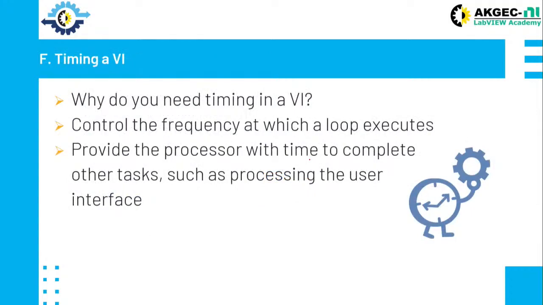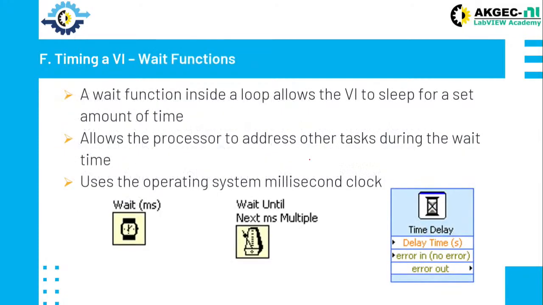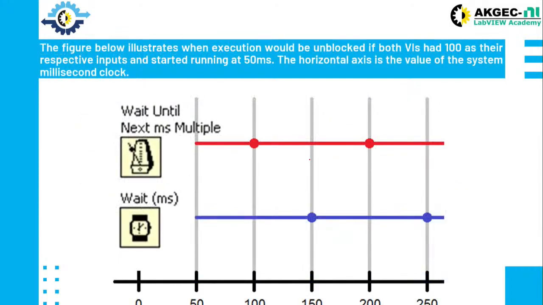To execute a VI with some delay, we will use a timing VI, and we will introduce this timing VI in our for loop or while loop so that we can see the iteration process. There are three different wait functions which we can use depending on our application: wait millisecond, wait until next millisecond multiple, or elapsed time.